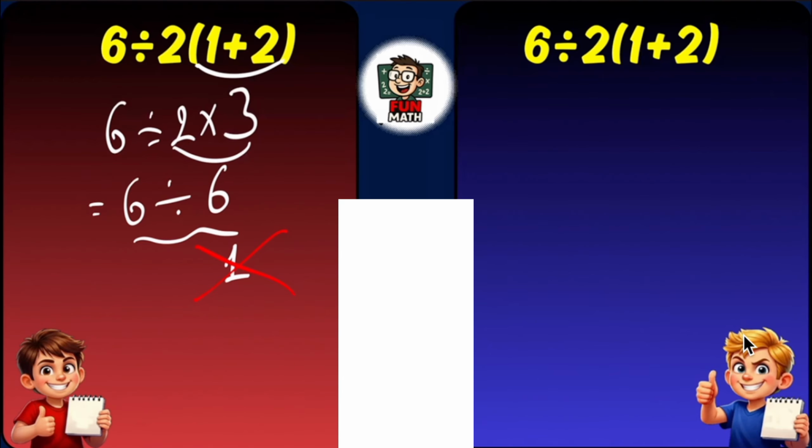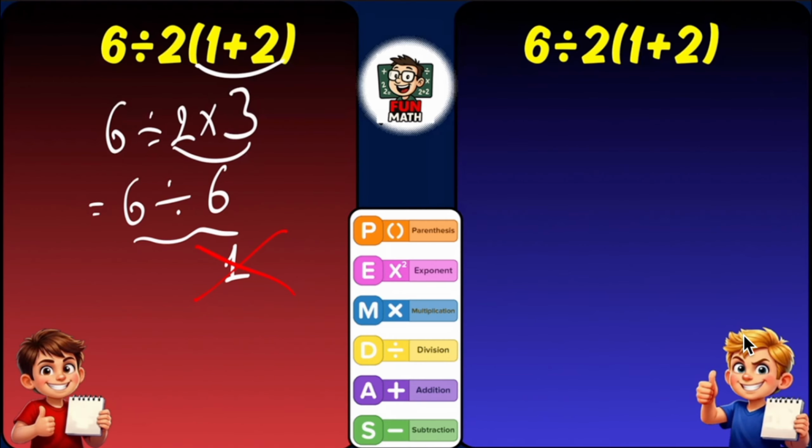The order of operations is coded as PEMDAS. P stands for parentheses, E stands for exponent, M stands for multiplication, D stands for division. A stands for addition, S stands for subtraction.